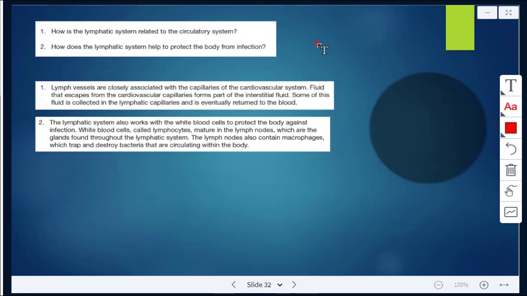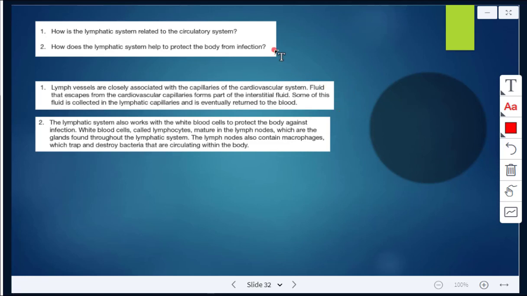All right, some quick questions here. How is the lymphatic system related to the circulatory system? So like we saw in those diagrams, there's a close association with the capillaries of the cardiovascular system. And fluid that escapes from the cardiovascular capillaries forms the interstitial fluid. Some of that fluid is collected in the lymphatic capillaries, but eventually does get returned to the blood.